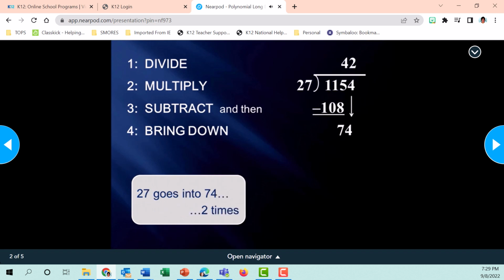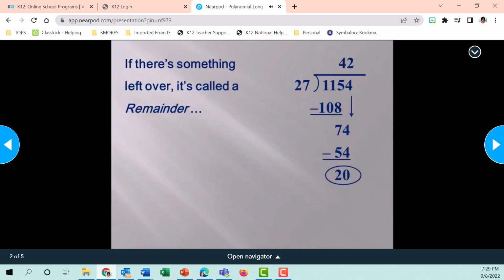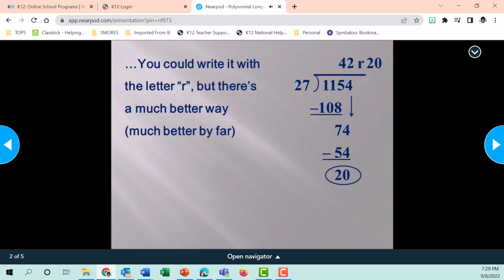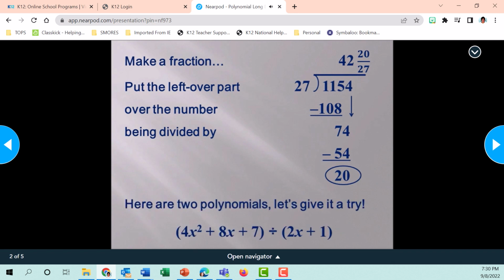Divide, multiply, subtract and then bring down. If you can't bring down, bring it on. If there's something left over, it's called a remainder. You can write it with the letter R, but there's a much better way, much better by far. Make a fraction of the leftover part over the number being divided by. Here to polynomials, let's give it a try.